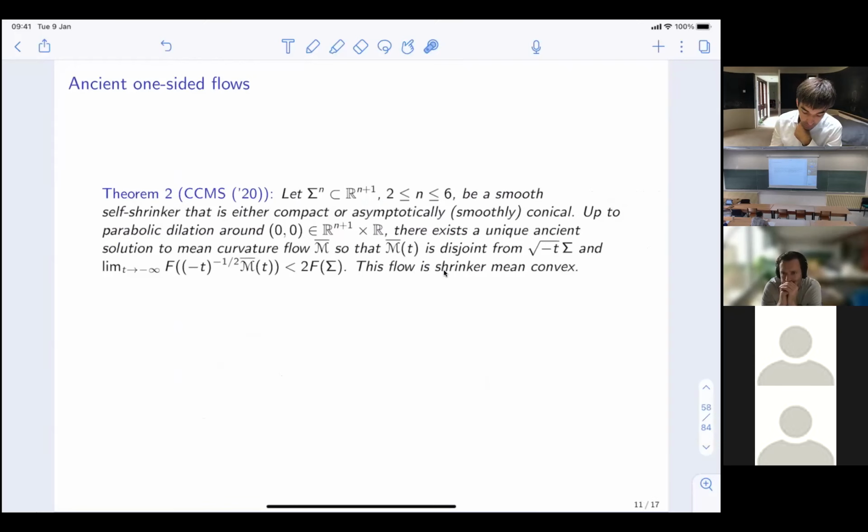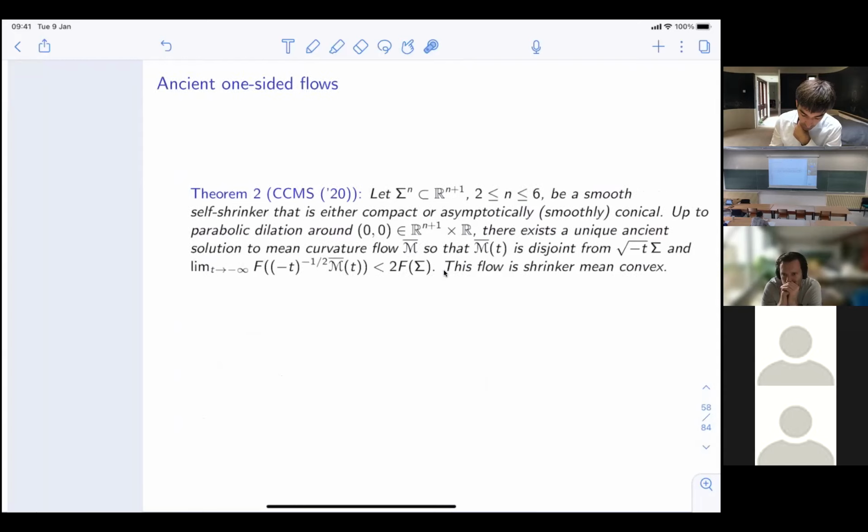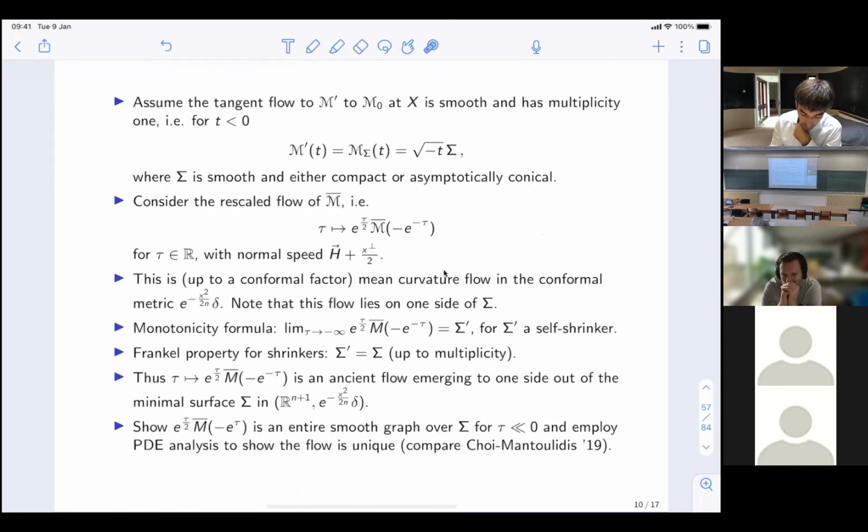Okay, and now here's the result. So we have pinned down the flow for large negative times. And what we get is that if you look at the speed here, H plus <x, ν>/2, this speed is positive, it has a sign. This is a good replacement for mean convexity. If you have a singularity forming, this is a term which blows up. That term won't blow up at a singularity. So more or less, the singularity forming is really mean convex.